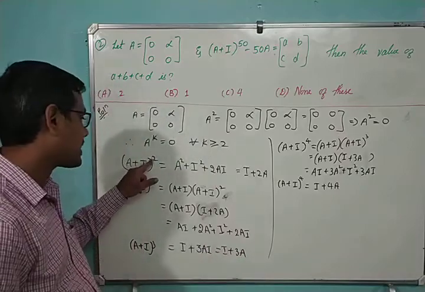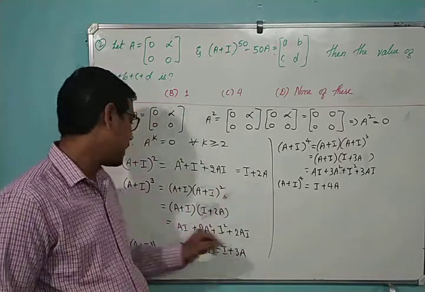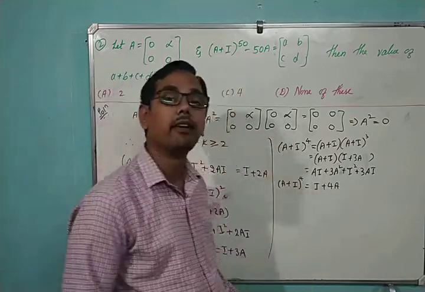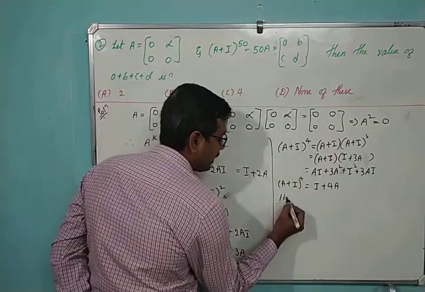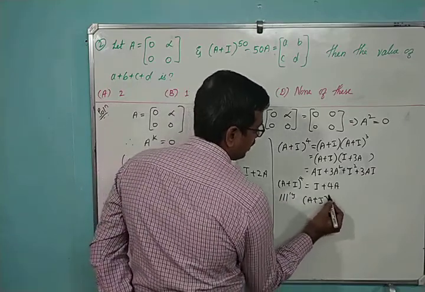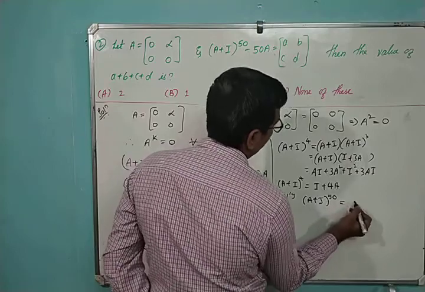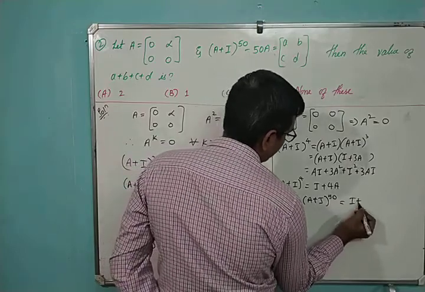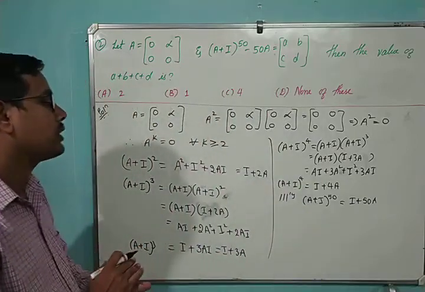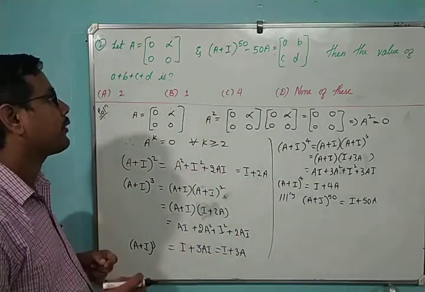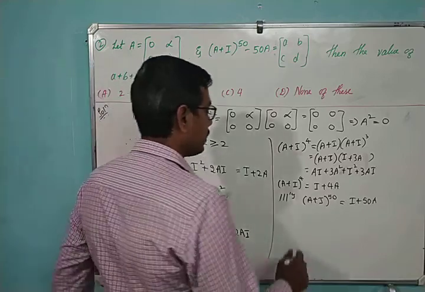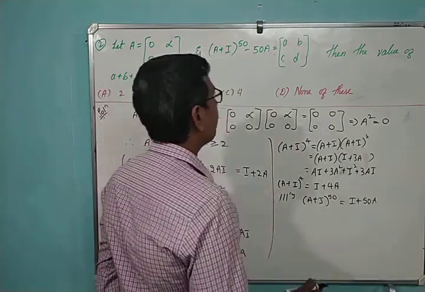You can see here, when it is square, we have 2a. When it is cube, we have 3a. When it is to the power 4, we have 4a. So similarly, I can write (A + I)^50 = I + 50A. So that is equal to what? I + 50A. Okay.